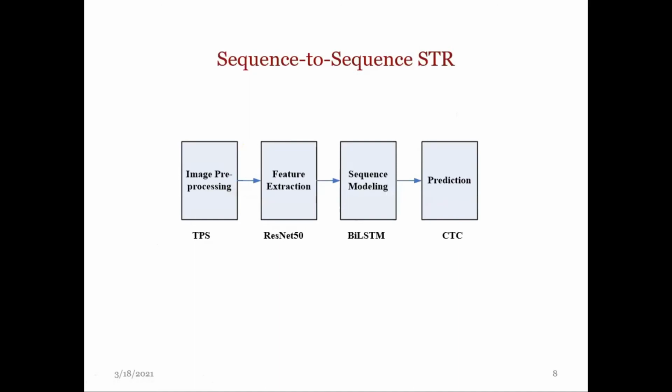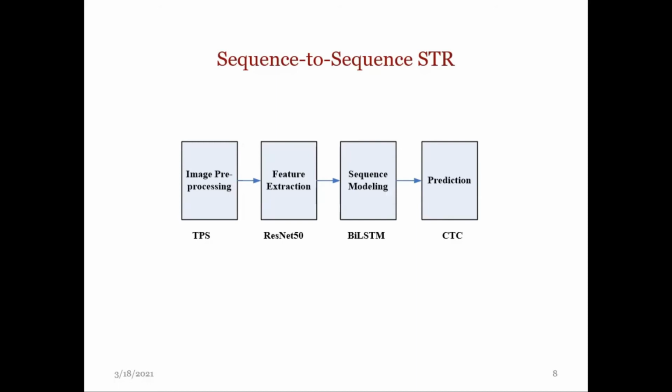And in this paper, we apply the GVB idea to sequence to sequence text recognition. As a general STR process, we need to do image pre-processing, then feature extraction, then sequence modeling to get the context, and then character prediction. There are different techniques we can apply for each stage. In this paper, we use TPS for pre-processing and ResNet 50 for feature extraction.